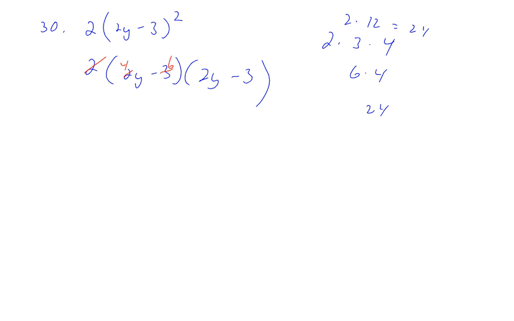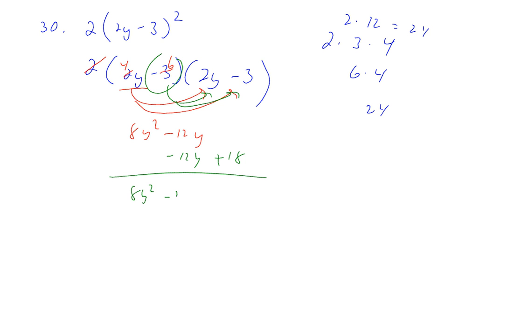Okay, now I'll finish off with the binomials. 4y times 2y is an 8y squared. 4y times negative 3 is a negative 12y. Negative 6 times 2y is a negative 12y. Negative 6 times negative 3 is a positive 18. 8y squared minus 24y plus 18. How many had that?